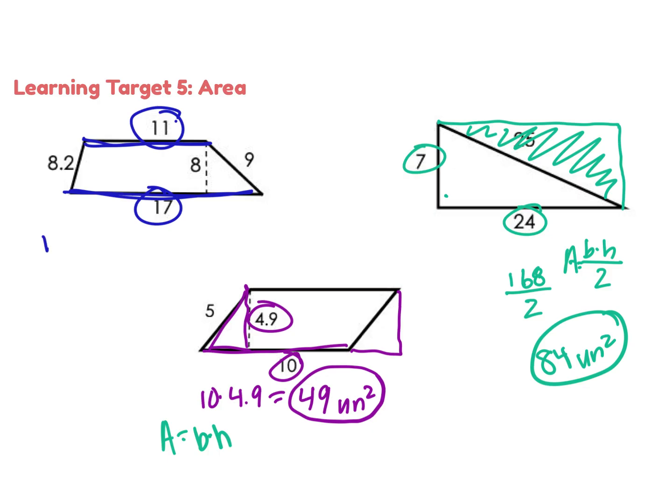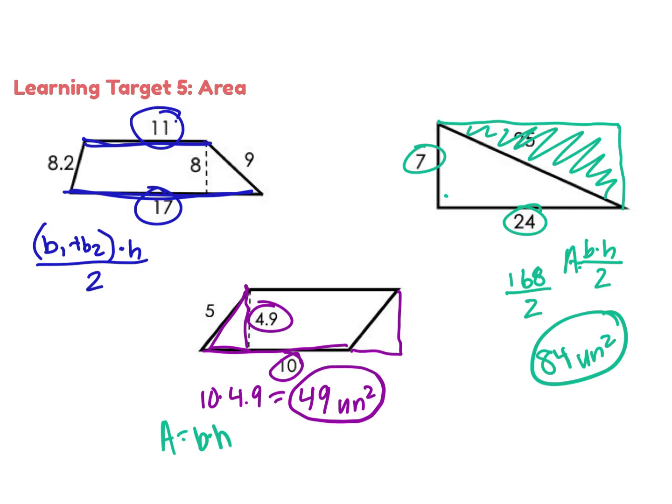So the formula is base 1 plus base 2. And since adding comes after multiplication, we have to put them in parentheses to say, do that first. Add them up first. Then we're going to multiply it times the height, and then we're going to divide it by 2. Well, why are we doing that?